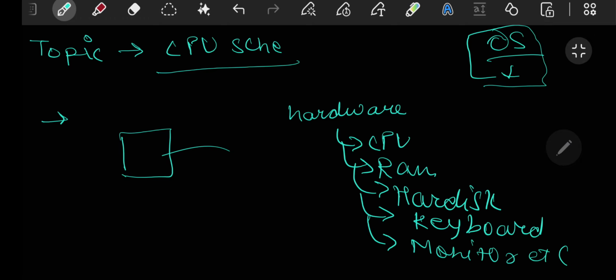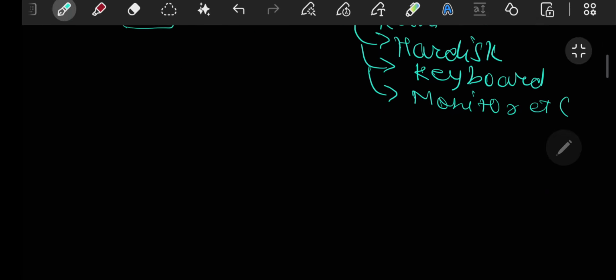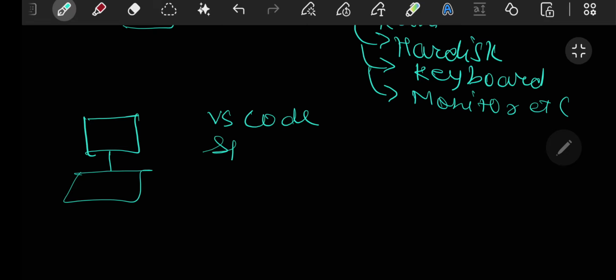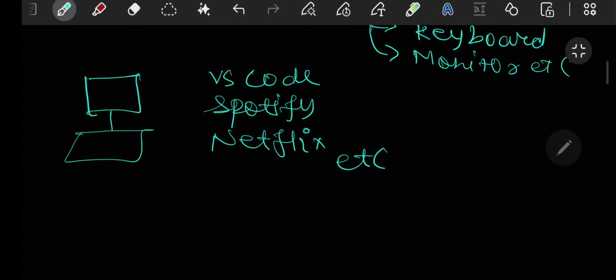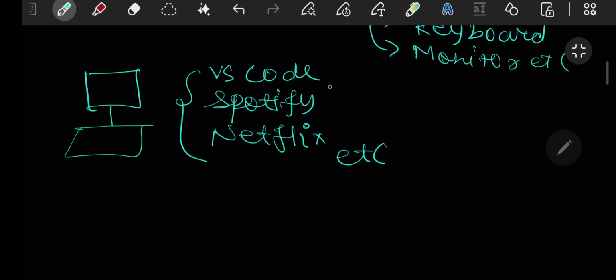But we bought a computer, and then how do we use it? How do we run a program? For example, this is our computer that we bought, and now we had to run programs like VS Code, maybe Spotify, or maybe Netflix, etc. We had to run these programs. So how are we going to run them?